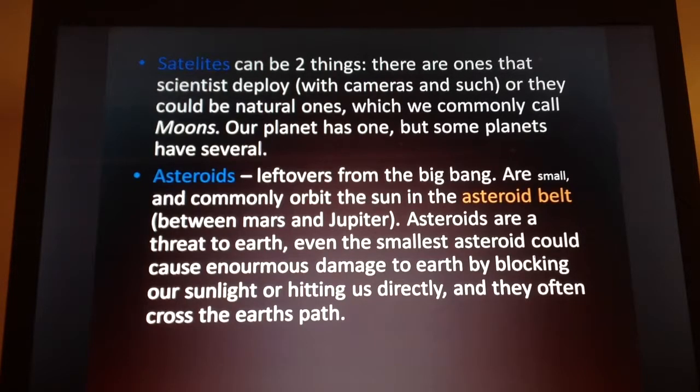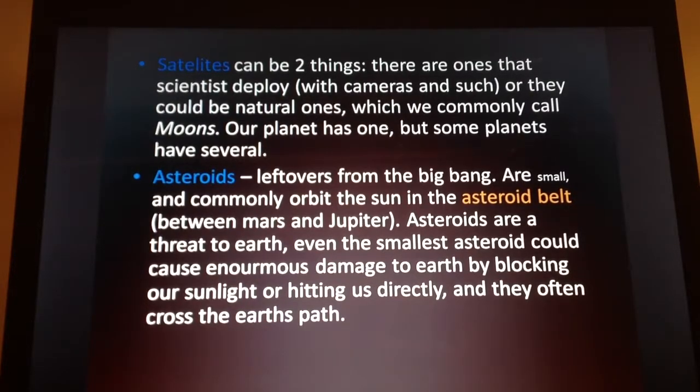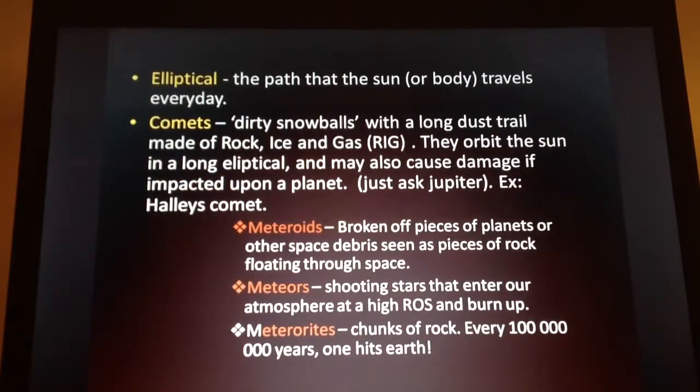There's also asteroids, which are leftovers from the Big Bang. Some are small and are commonly orbiting the Sun in the asteroid belt between Mars and Jupiter. Asteroids are a threat to Earth because even the smallest ones, which could be the size of a grain of sand, could cause enormous damage to the Earth. It could block our sunlight once it gets inside our atmosphere, and they often cross the Earth's path, but thankfully we haven't had too much bad luck with them yet.